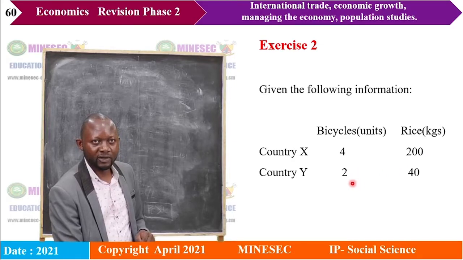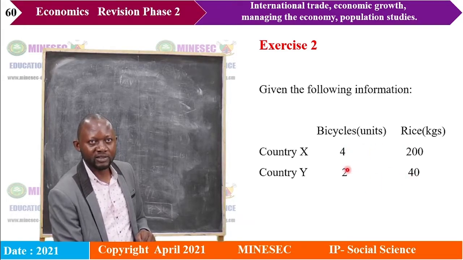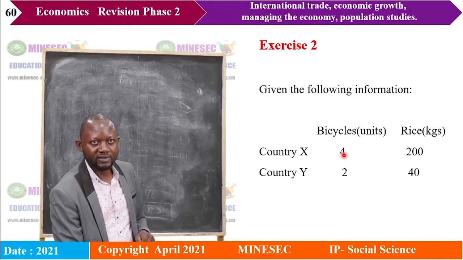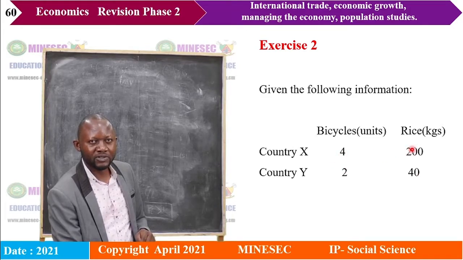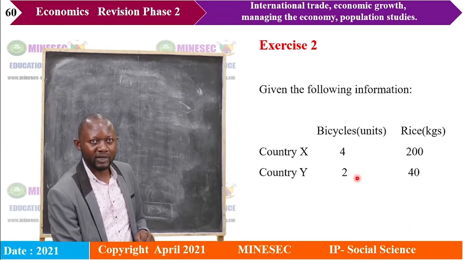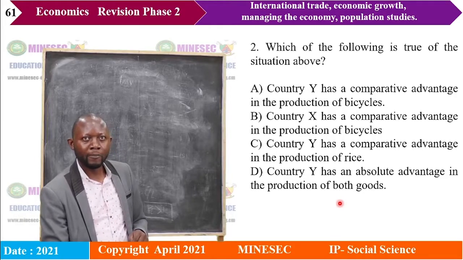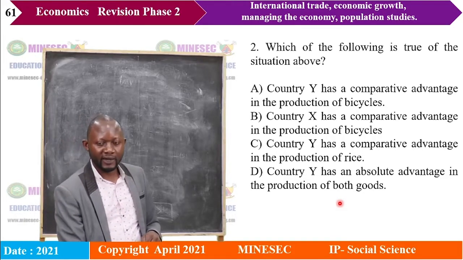Then we do the same thing here, 2 is to this. That means 40 divided by 2 will give us 1 is to 20. So 1 is to 50 and 1 is to 20. It means that country X is sacrificing up to 50 kilograms of rice. Country Y sacrifices only 20 kilograms of rice to produce one bicycle. So we can conclude that country Y has a comparative advantage in the production of bicycles. Right answer is A.